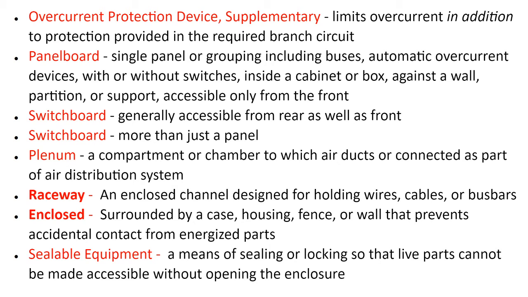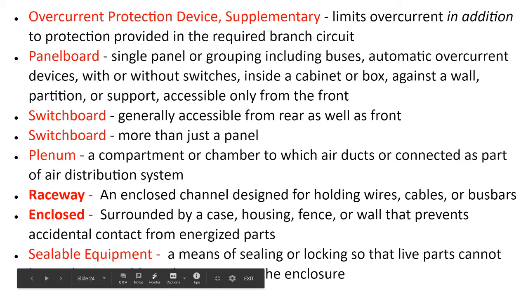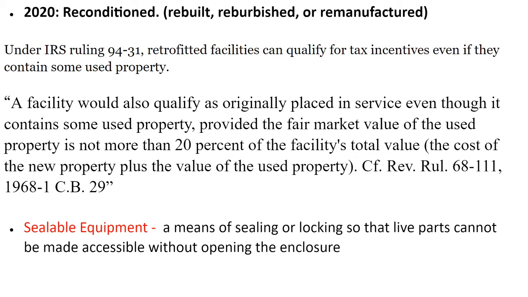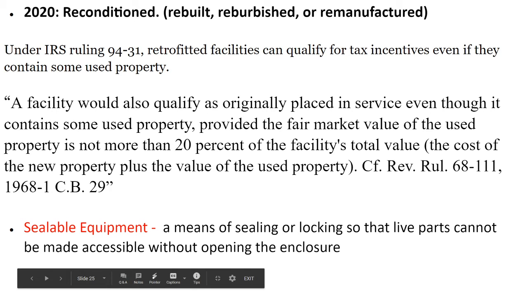Let's see. Raceways are the channels that hold the cables going back through the house. Not all cables are required to be in raceways. Romex AC cable is not required to be in a raceway. DC cable needs to be in a fully enclosed metal raceway. And then lastly, there's sealable equipment. Means of sealing or locking so that live parts cannot be made accessible without opening the enclosure. So a box with a hinge, lid, and a lock would be sealing the equipment.